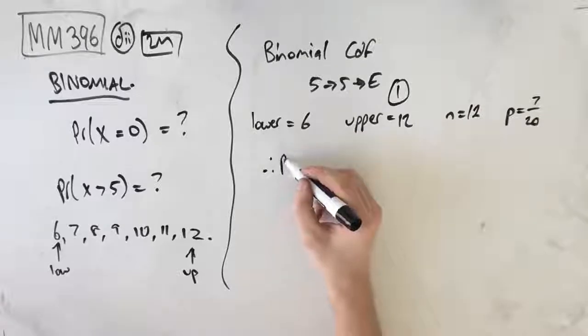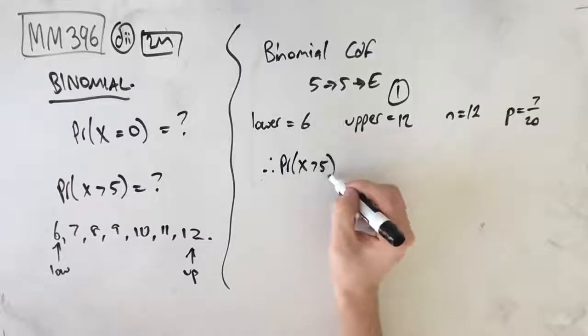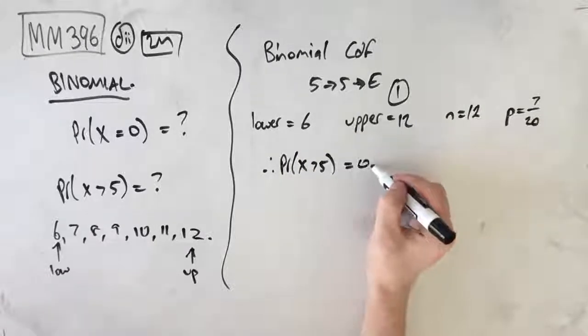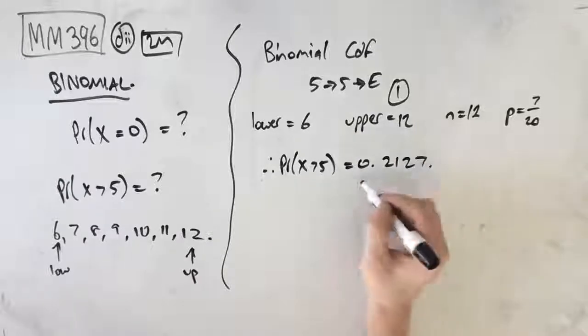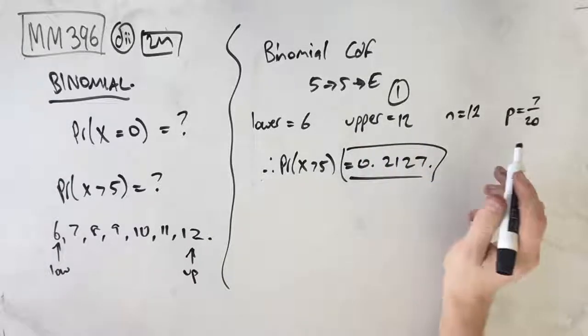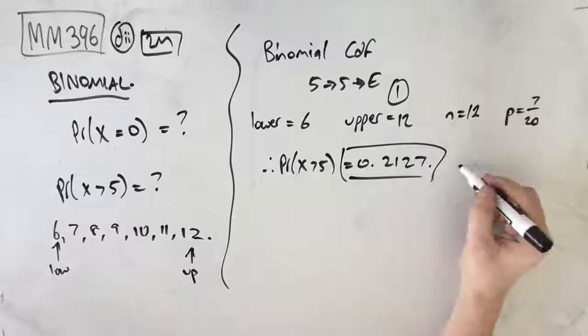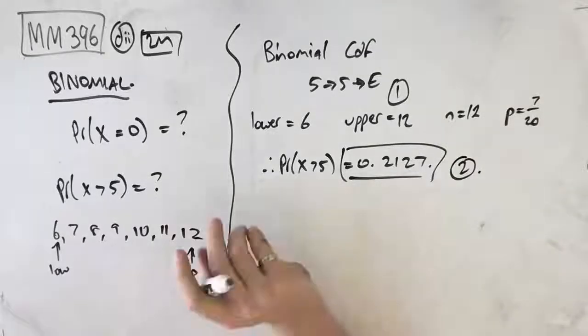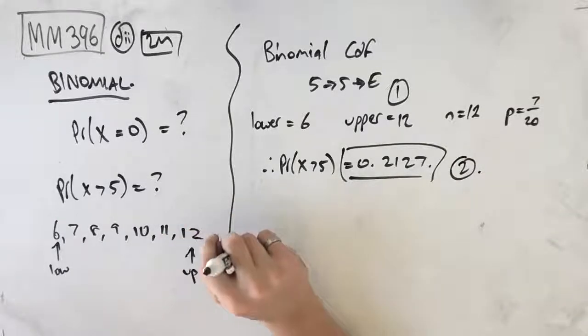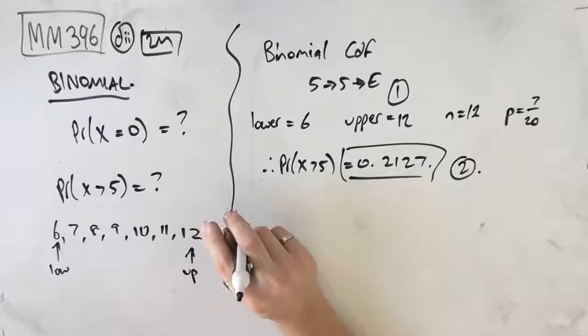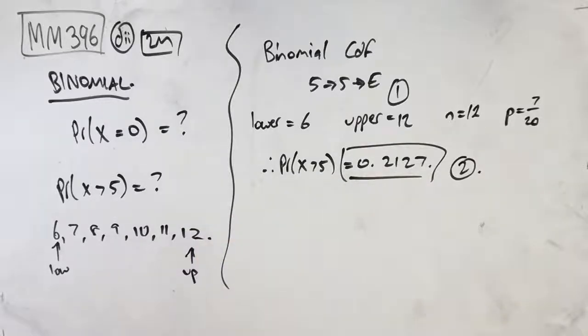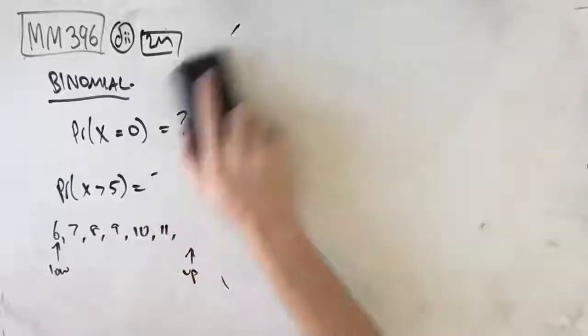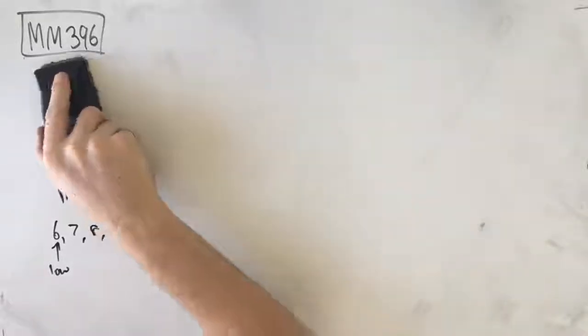We click enter, and therefore we get probability of x, that x is greater than 5, equals 0.2127. And this is our final answer for part DII. So that's our second mark and final mark. That's it. If you have any questions, as always, let me know. But let's move on to part E for now. Part E is a 3-mark question. Or part EI is, I should say.